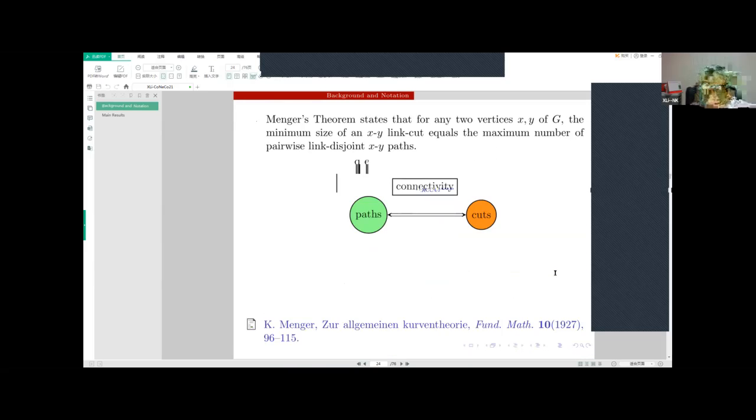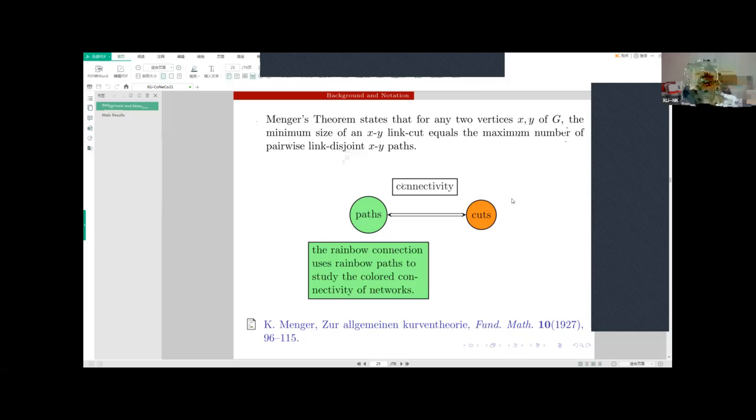There is also the famous Menger theorem about paths and cuts. The minimum size of an XY link cut is equal to the maximum number of pairwise link-disjoint XY paths. So here you use paths, and here you use cuts. To study the connectivity of a network, you can use cuts.